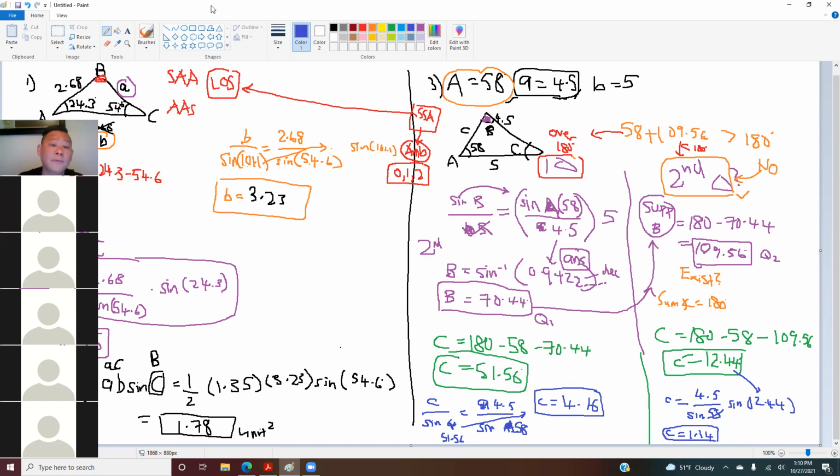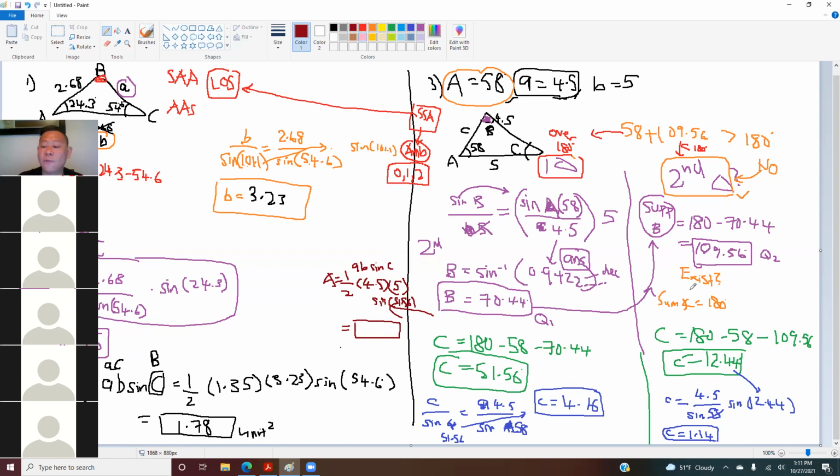How many areas do you have to find? You're going to find two areas, because one area is for this triangle and the other area is for that one. So I'm going to find the area for this one. It is 1/2 AB sine C. A in this case is 4.5, B in this case is 5, and then times sine C. Sine C in this case is 51.56, and you get your area for this case.